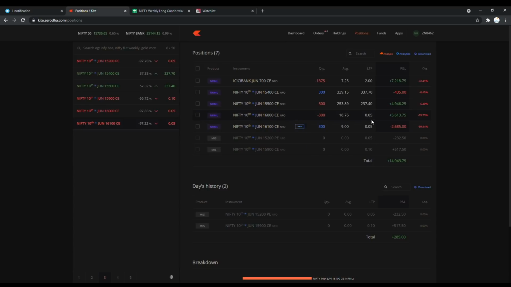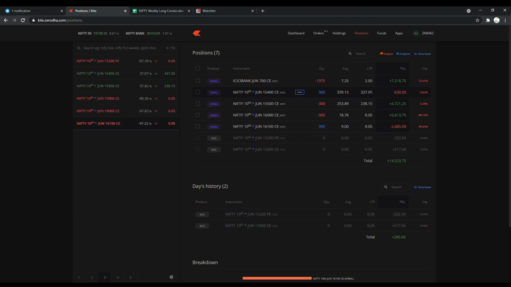So we already got the OTM options down to 5 paisa. This is the lowest it can get. So it has come to 5 paisa, so there is no issue. This will be closed without any problem. Means this will expire worthless.